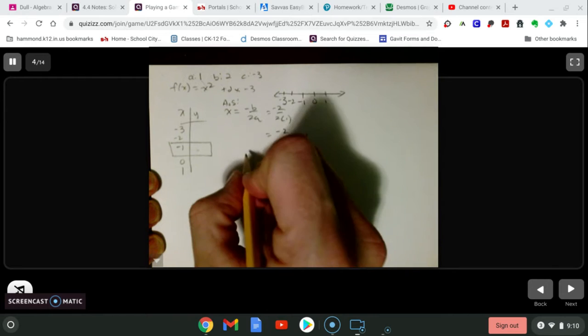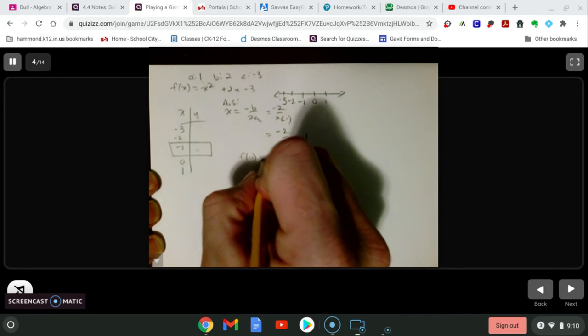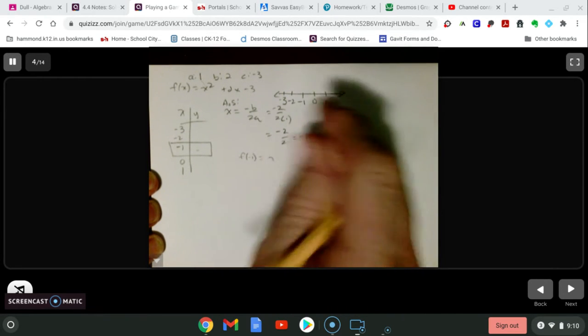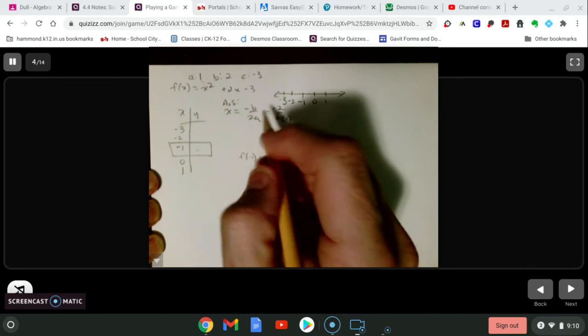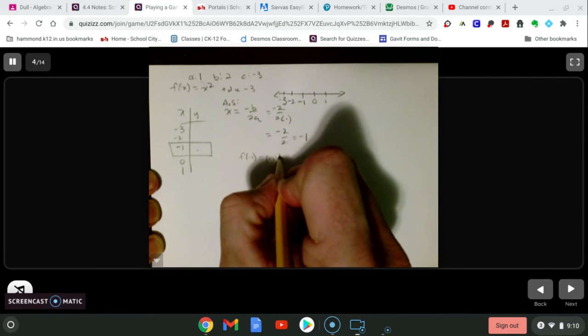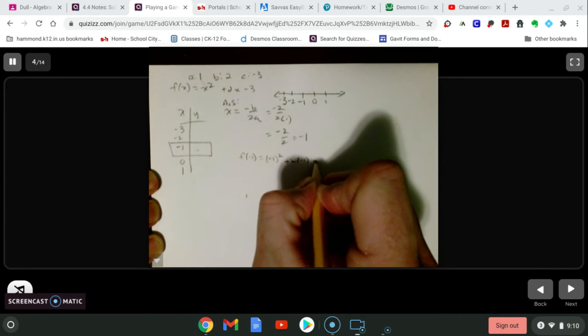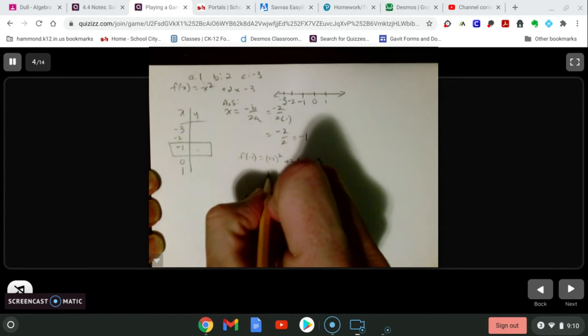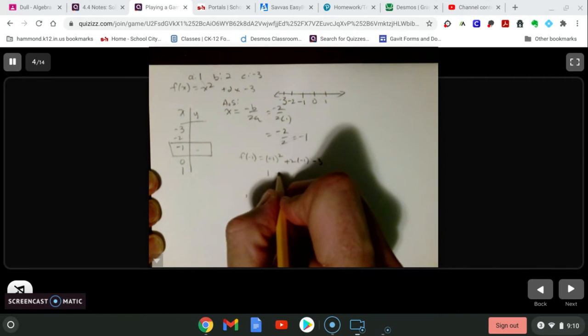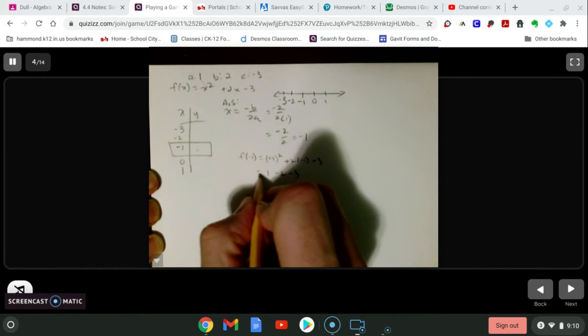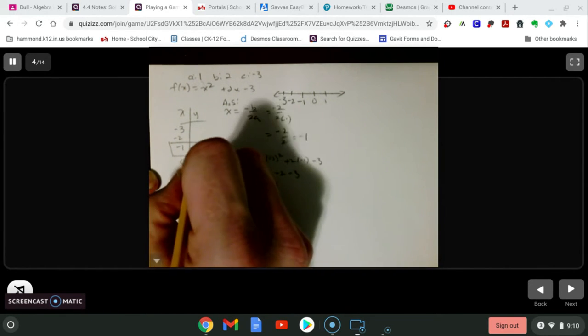So I need to know what this value is. So I want the f of -1. So I have -1 squared plus 2 times -1 minus 3. So -1 squared is 1. 2 times -1 is -2, and then minus 3. That's going to be -4.